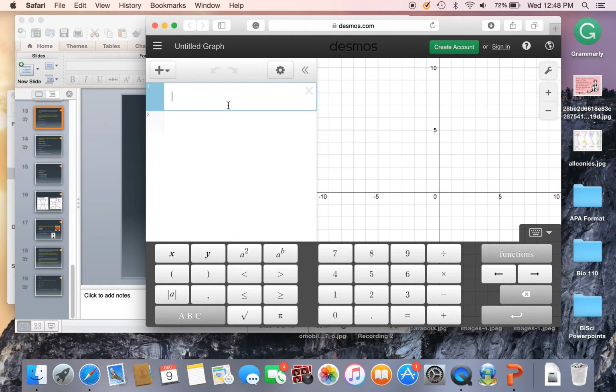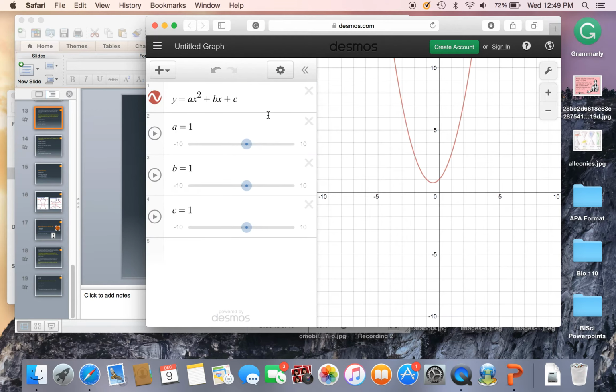So let's put the first equation in, y equals ax squared plus bx plus c. And we see here that we have an upwards opening parabola. If I take a, which is currently greater than 0 now, and I move it to the left and make a -1 right here, then we get a downwards opening parabola, just like I stated before. So let's go back to our presentation.